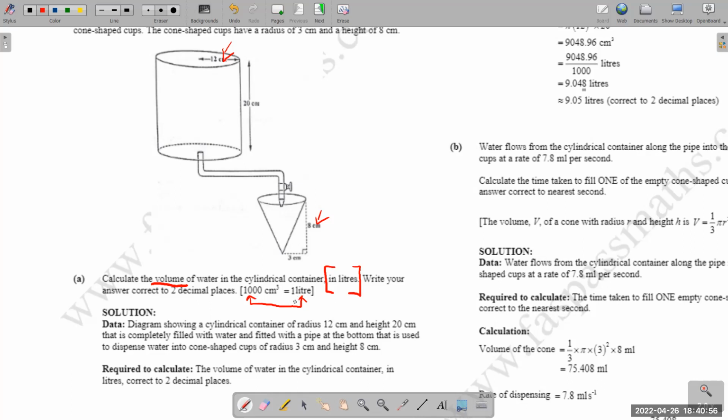The vertical height of the rectangular tank is 48 centimeters. Determine how many more cylindrical containers of water must be poured into the rectangular tank for it to be completely filled. Now, this is a question. So let me read it again. The vertical height of the rectangular tank is 48 centimeters. Determine how many more cylindrical containers of water must be poured into the rectangular tank for it to be completely filled.